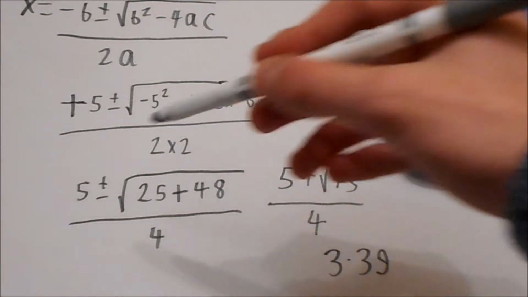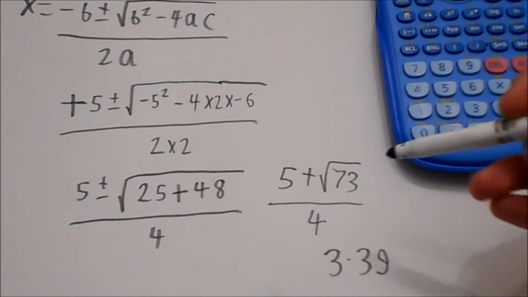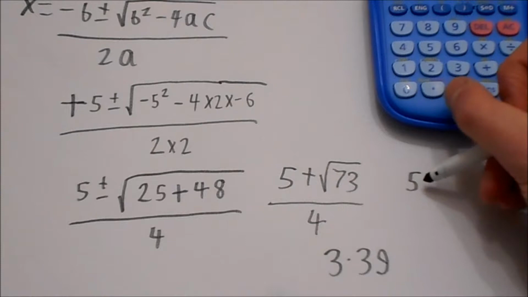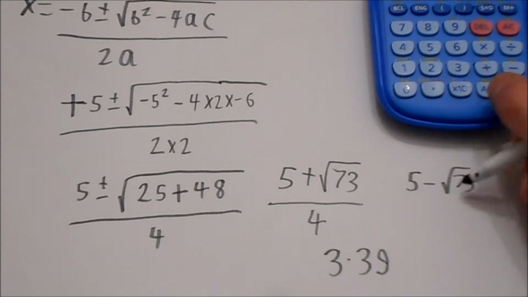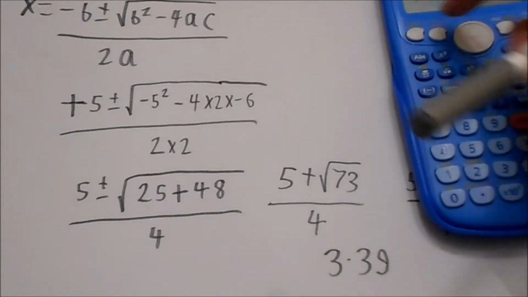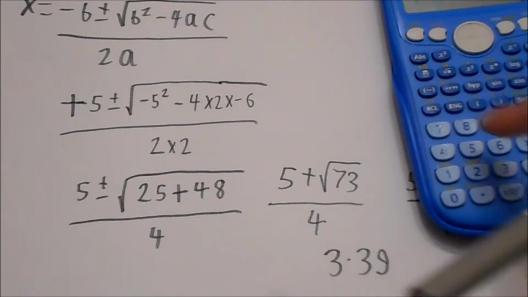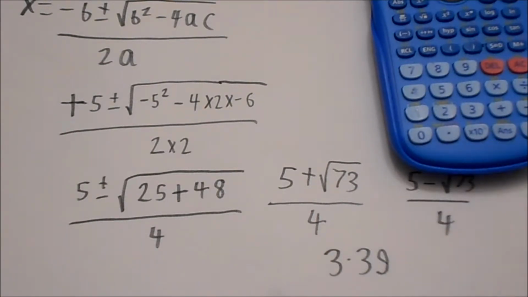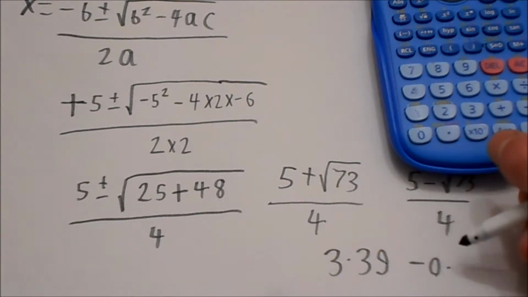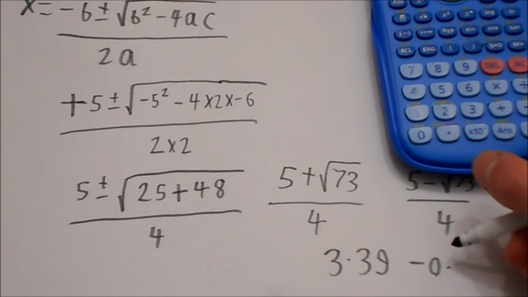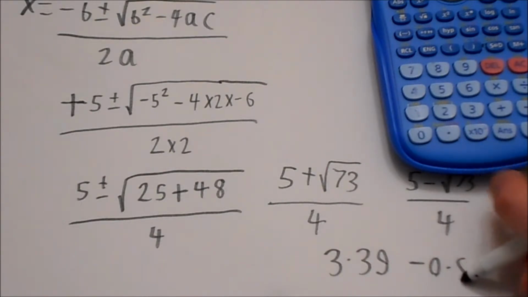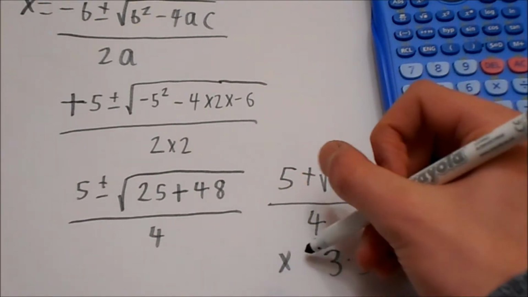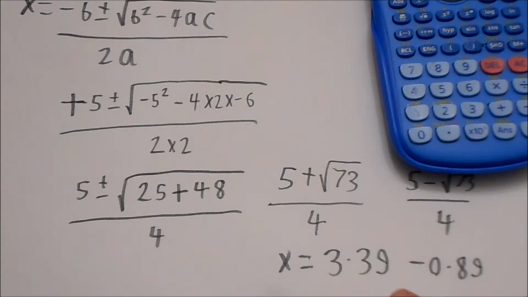Now, because this is plus or minus, we know there are two solutions. So we'll try it with minus. So 5 minus the square root of 73, divided by 4, is minus 0.886, so to 2 decimal places, that is minus 0.89. So we know that x is equal to 3.39 or minus 0.89.